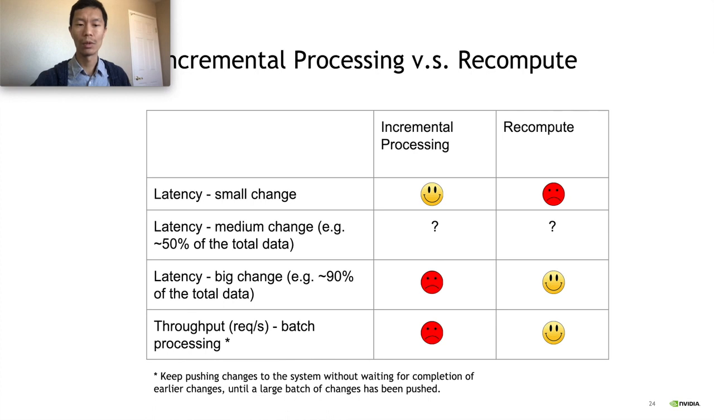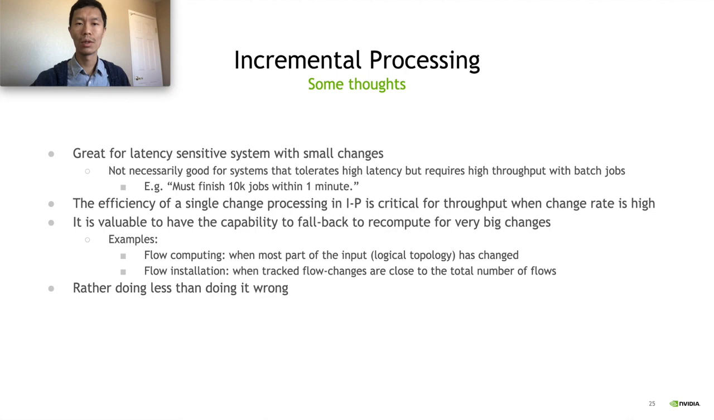And speaking of throughput, if we keep pushing changes to the system up to a limit, then we can also say that recompute should be better, because reprocessing everything in one iteration is almost constant time, no matter how fast the changes happen in the input. So this leads to some thoughts. Incremental processing is great for latency-sensitive systems with small changes, but it's not necessarily good for systems that tolerate high latency but require high throughput with batch jobs.